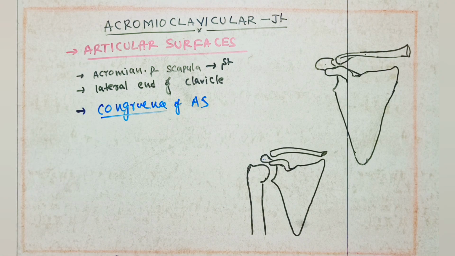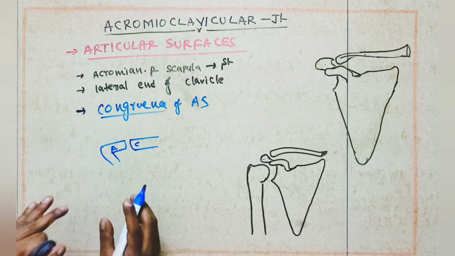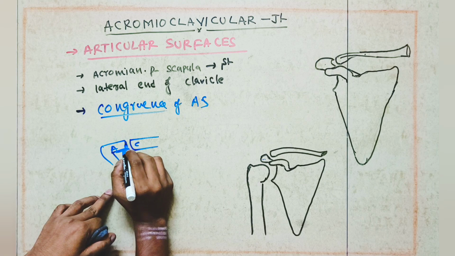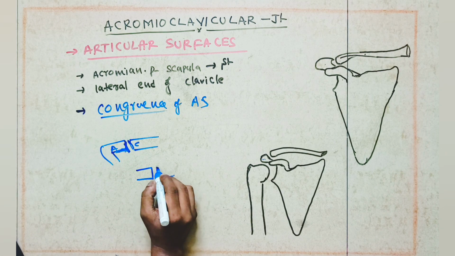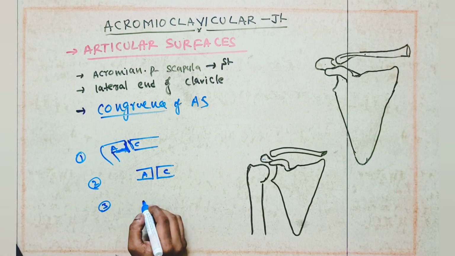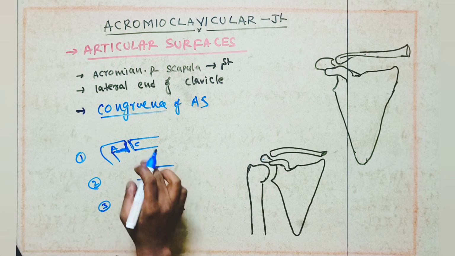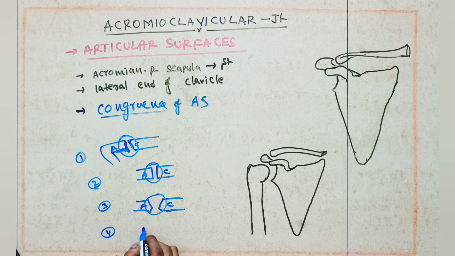Suppose this is our acromion process and this is our clavicle. Some individuals will have articular facets like this, and in some individuals it is a little in this direction. In other individuals, the acromion process will be straight and the clavicle also straight. This is one variety. Second variety, it will be like this. In the third variety, the acromion process will be like this and the clavicle like this. Here also there is variation in the shapes of the articular surfaces. And in the fourth variety, the acromion process will be like this, and the clavicle like this.